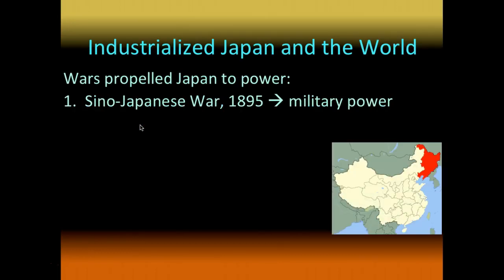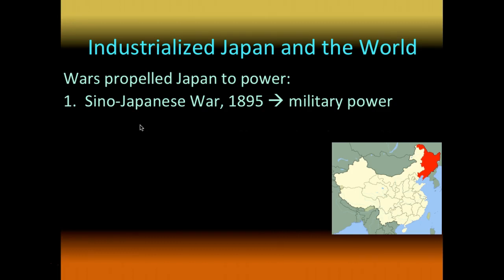So there were wars that propelled Japan to power. The Sino-Japanese War in 1895 created a new industrial Japanese force to fight against China, and this really propelled Japan into a military power thanks to industrialization with ideas from the West. So Sino is China, Sino-Japanese, so Chinese-Japanese War in 1895, and this really propelled Japan to become a military power.